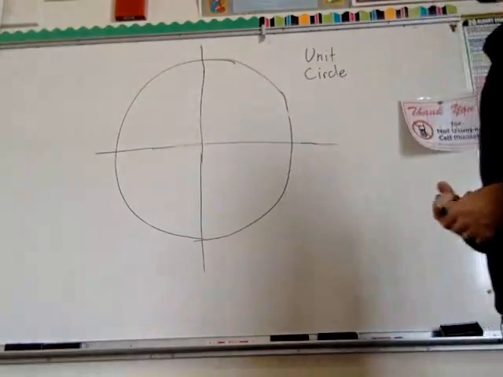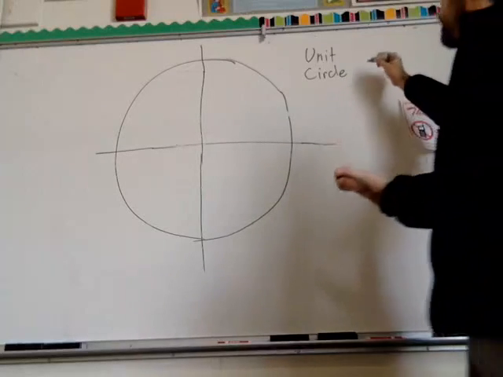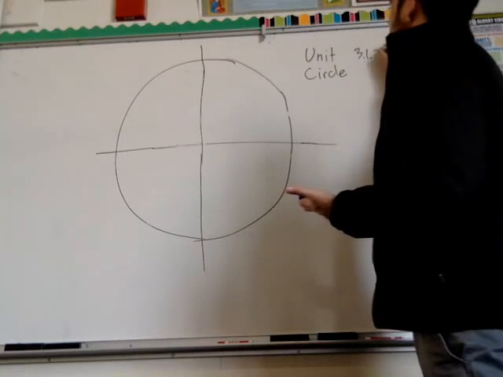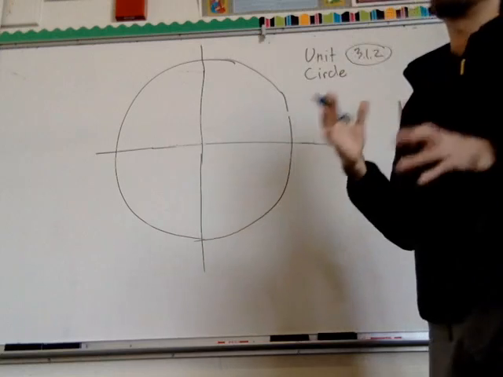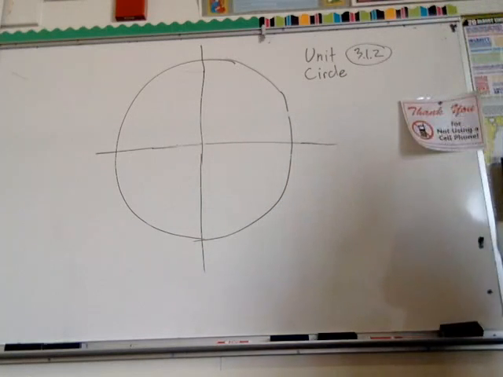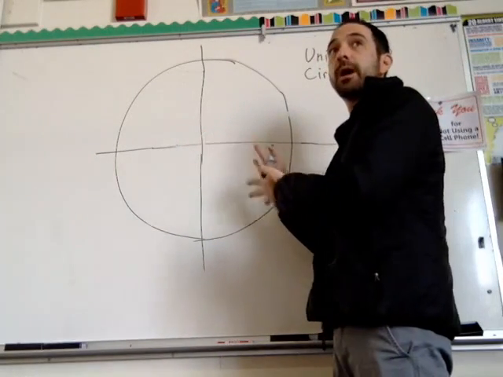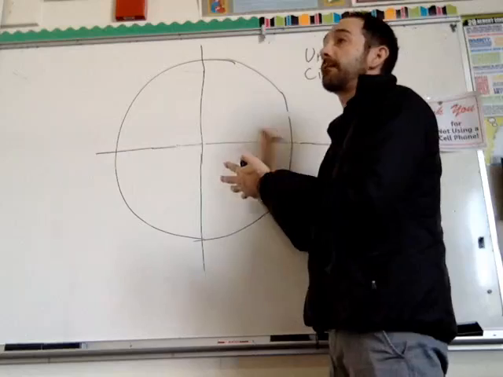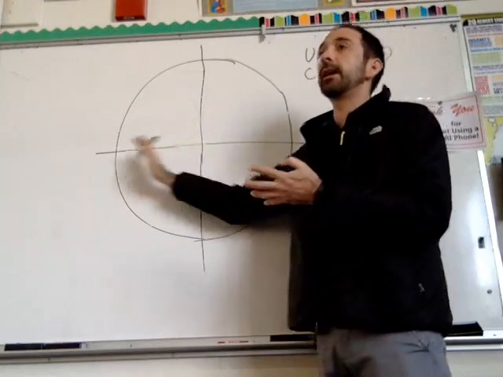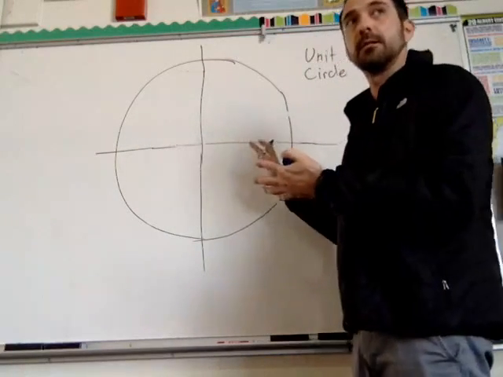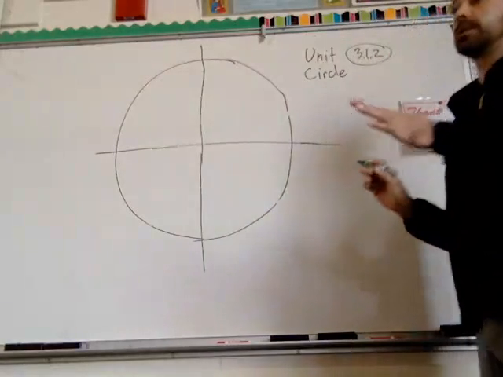All right, so welcome back. This is approximately 3.1.2. Looking at the unit circle. The thing with the unit circle is it's a very special case. It has very special parameters on where it's located, how far each of these spokes, these radii, how far the radius extends. First off, we'll just start.